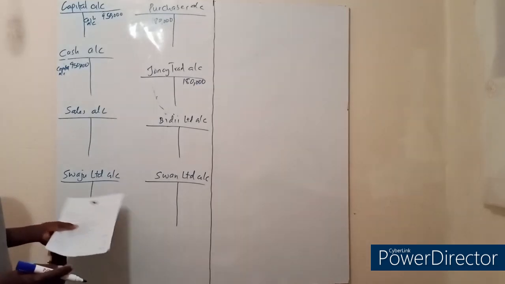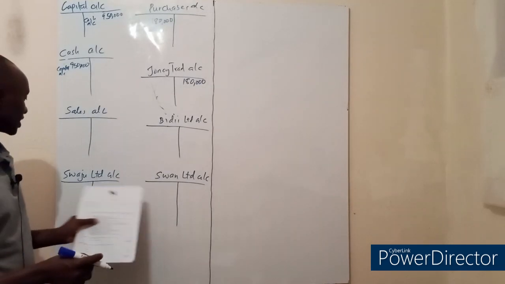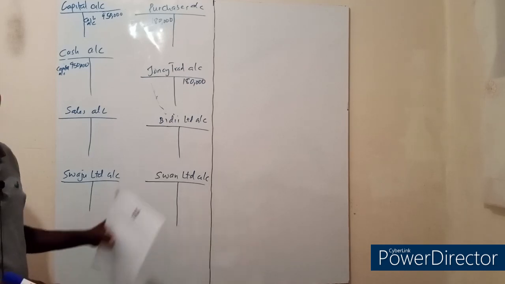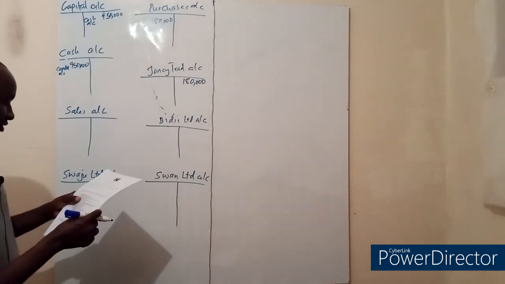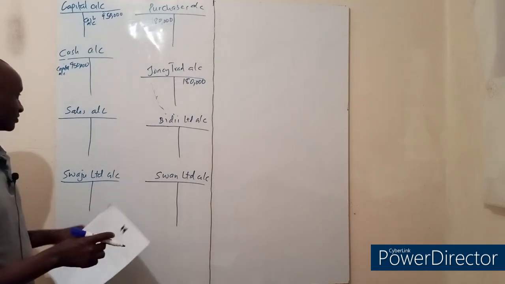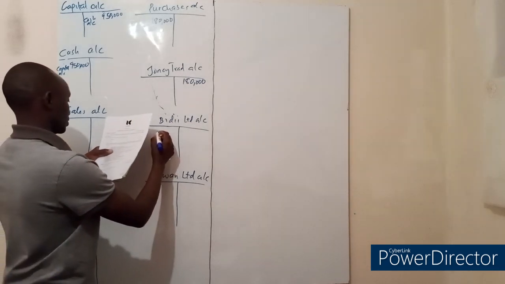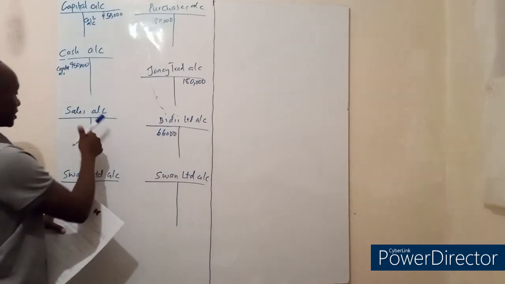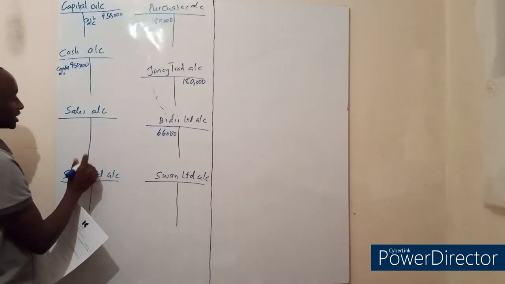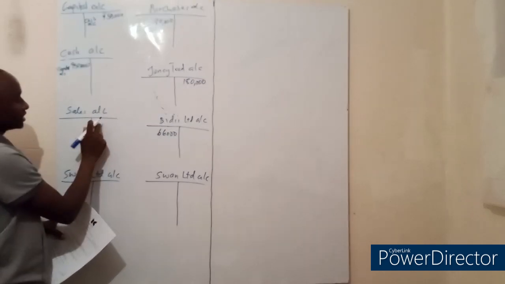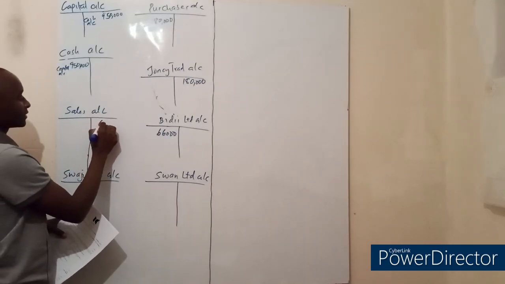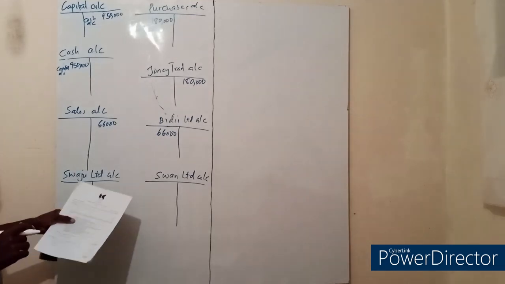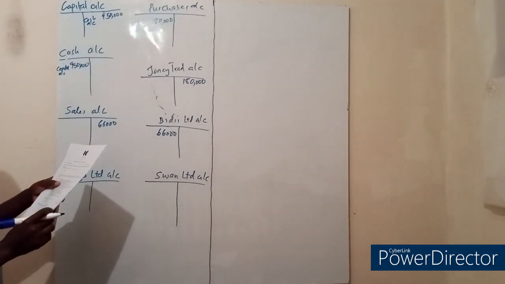So each and every customer here, the BD, Swan, and Swaju, will have an increase on the debit side of 66,000, 25,000 and 43,000 respectively. So for BD, 66,000. Our sales account here on the other side, since this is the debit side, the sales account will take the credit side automatically. Are we together? And then we have Swaju Limited.